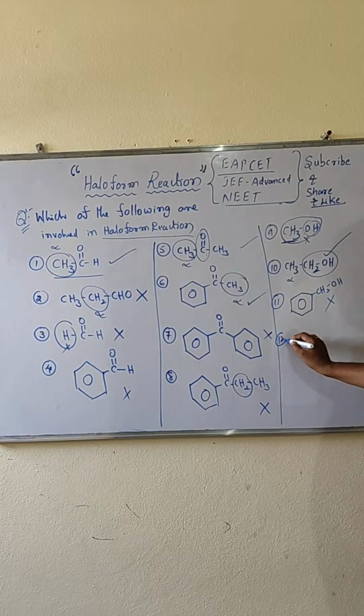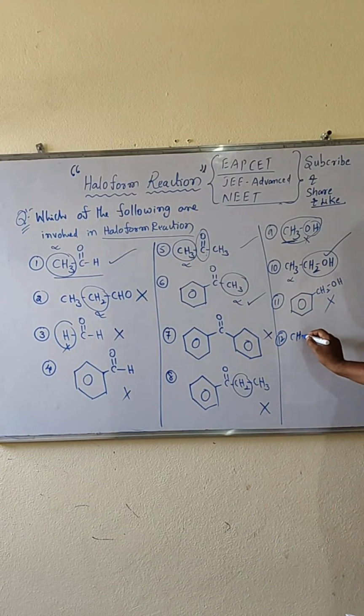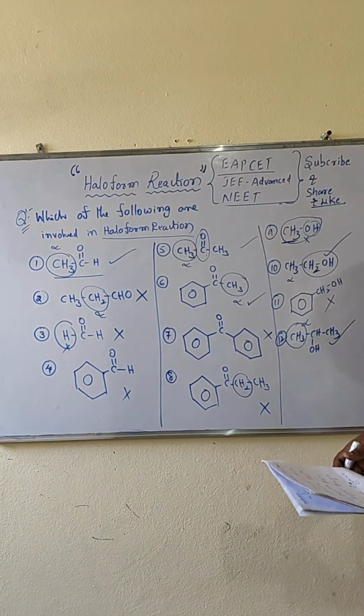Then the 12th one, look at it, my dear students. CH3, then bond C, OH, H bond CH3. See, a secondary alcohol is there, and the group is at the alpha position. So that is why it will be involved in the haloform reaction.